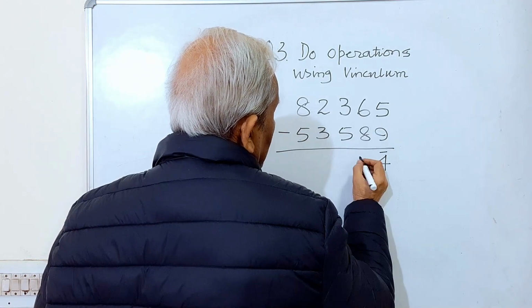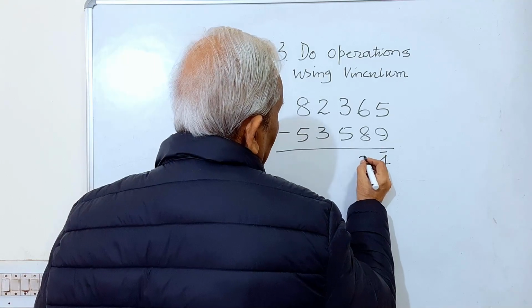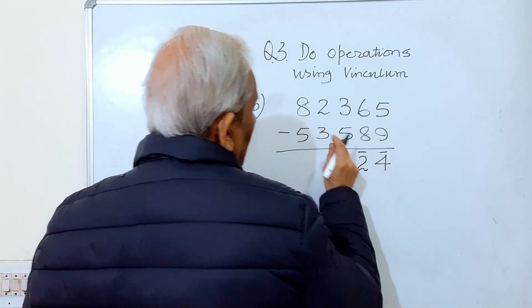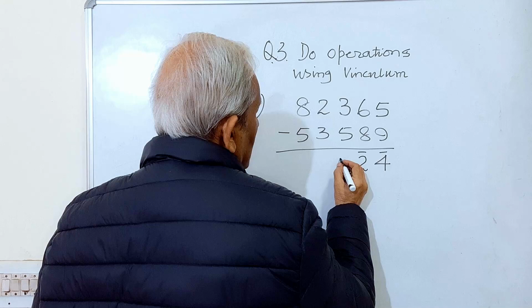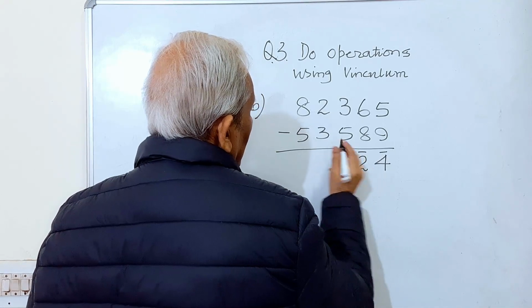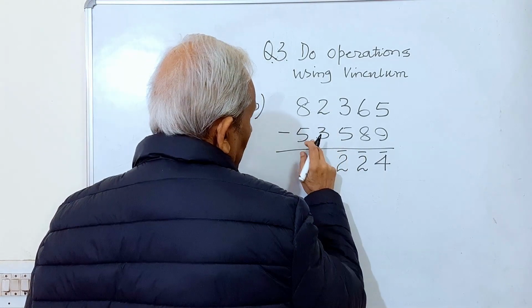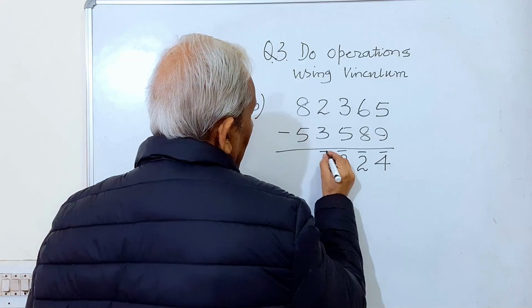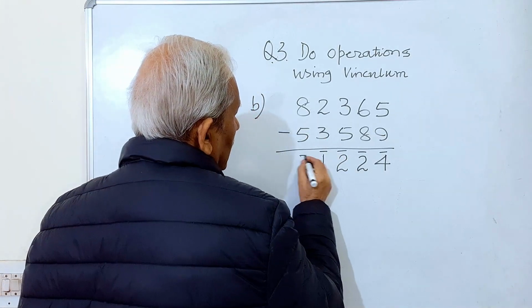This is 8 minus 8 plus 6 minus 2, 2 bar. Minus 5 plus 3, 2 minus 2, 2 bar. Minus 3 plus 2, minus 1, 1 bar, and 8 minus 5 is 3, 3 here.